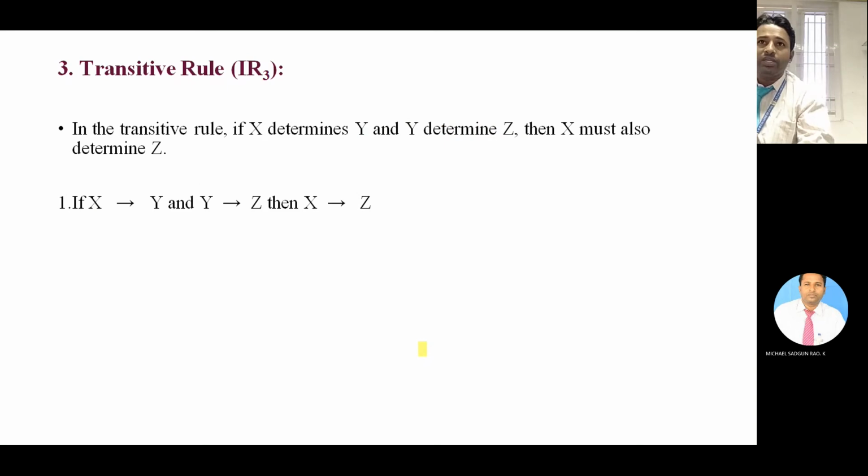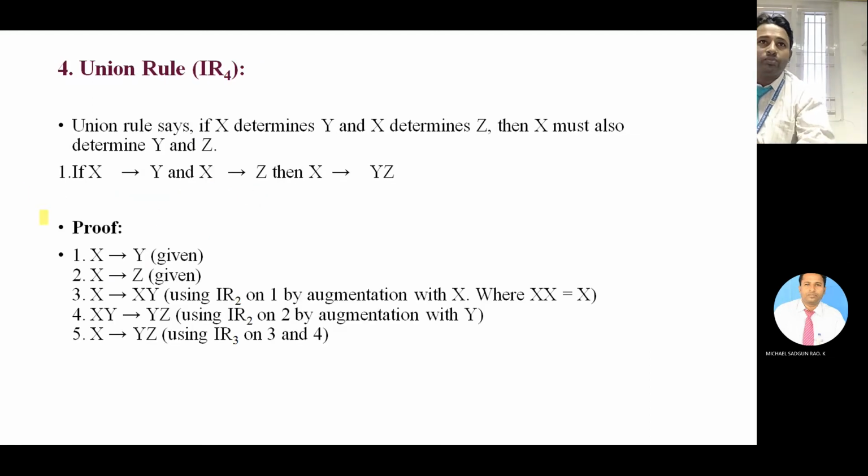And then the transitive rule. What is that? If x determines y, and y determines z, then x determines z. That is the transitive rule. And then the union rule. What is this union rule? If x determines y and x determines z, then x determines y and z. That's this one: x determines yz.